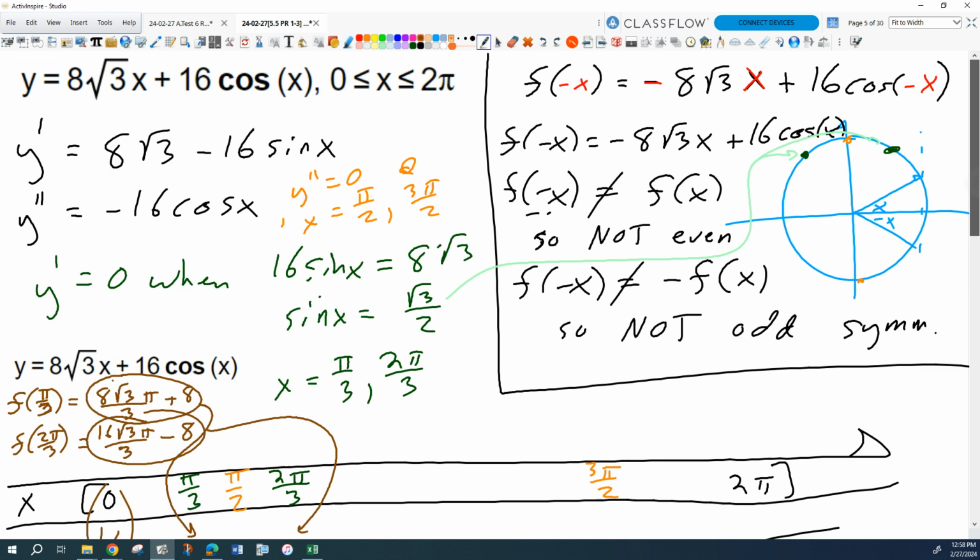Pi halves, cosine of pi halves is 0, right? So at pi halves, we're just going to get 4 radical 3 pi.